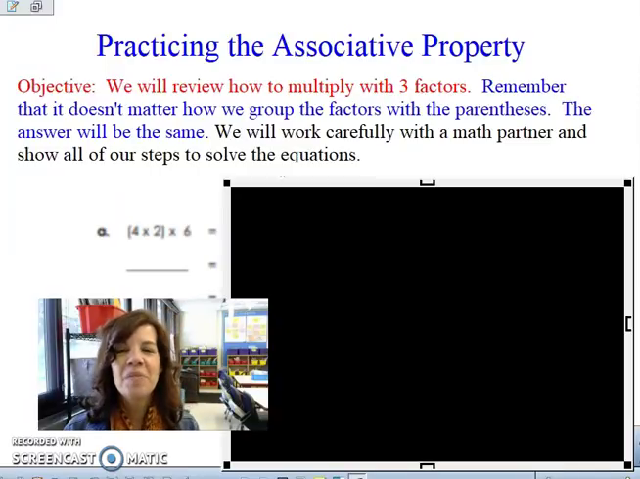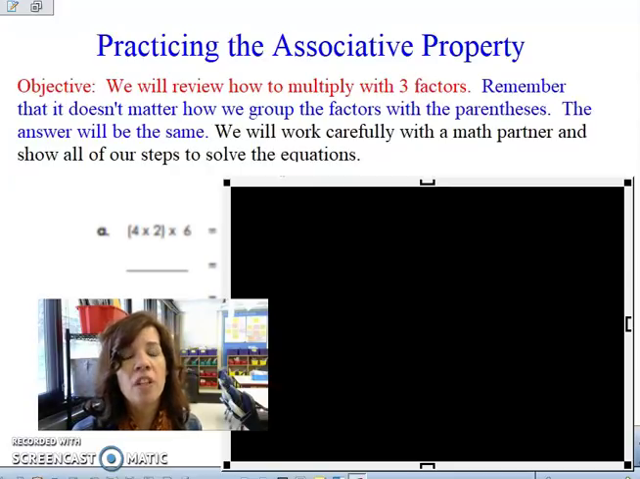Hi everyone. Today we're going to take this opportunity to review something we learned in math a couple of sessions ago. It was in session 6.6 that we learned a rule of multiplication called the associative property of multiplication. When you are using the associative property of multiplication, you are reviewing how to multiply with three factors.